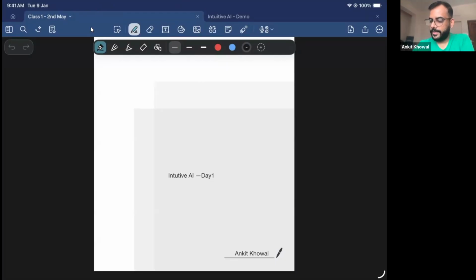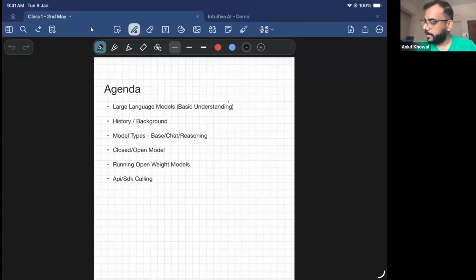Okay, let's get started. I think it's time. So today is day one. We'll try to cover what large language models are, and have a basic understanding of what they do.